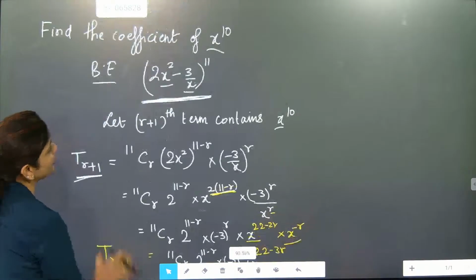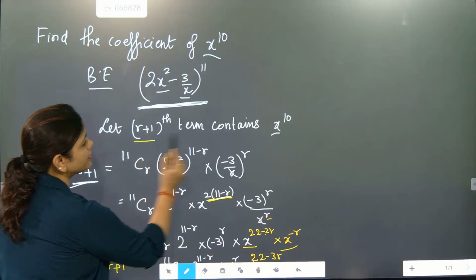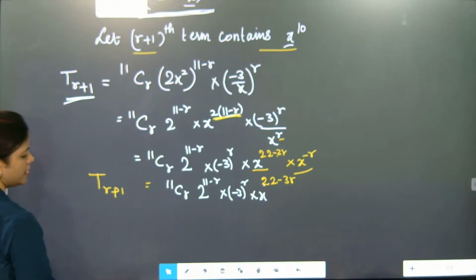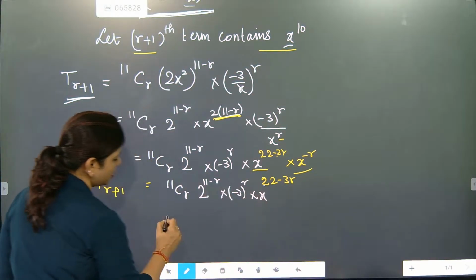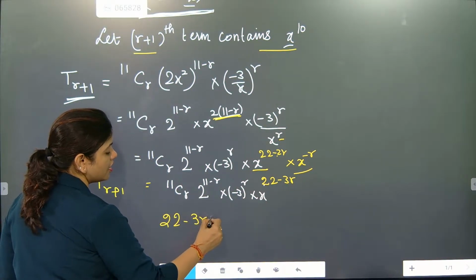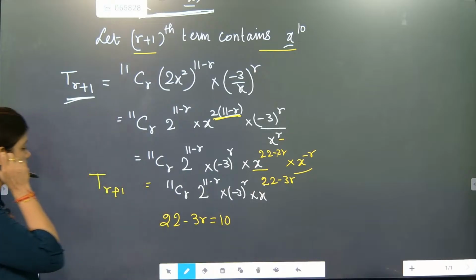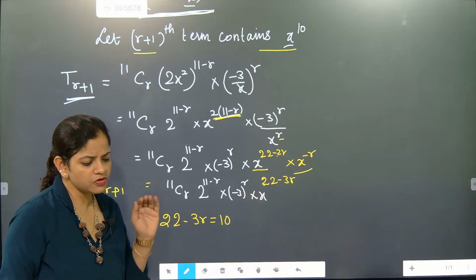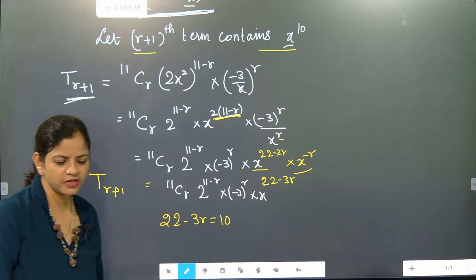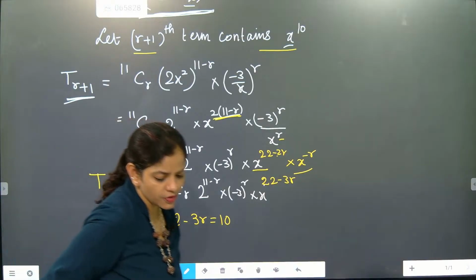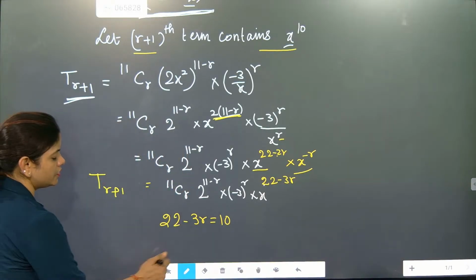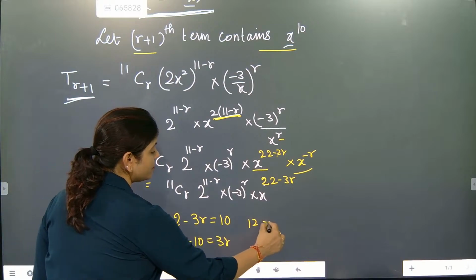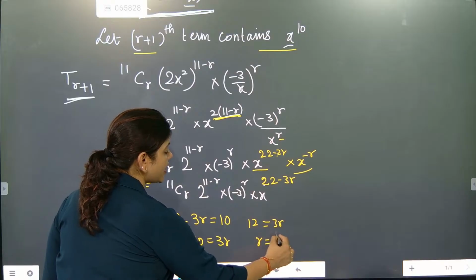Now what they are telling, what we have supposed: let the r plus 1th term have the coefficient x to the power 10. After solving we got x to some degree, so that means 100% this part, 22 minus 3r, will be equal to 10, correct? It will be equal to 10 because they are asking about the x to the power 10 term. So 22 minus 3r equals 10. 22 minus 10 equals 3r, so 12 equals 3r, so r comes as 4.